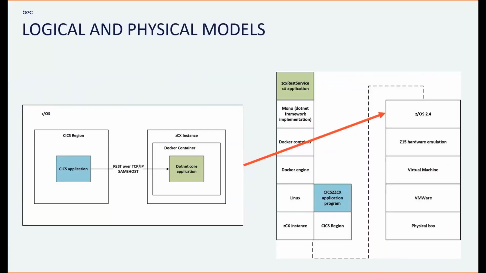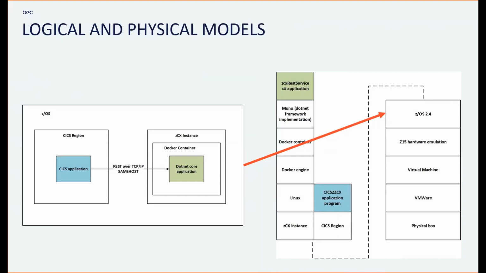So if we take the logical model from before with a CICS region and the zCX instance and translate it to a physical model, as I said, we are not running on real hardware, we are running on ZD&T. So what we have here is a bit of an overwhelming picture with 11 layers in the configuration. And if you start from the right, you have a physical box, VMware on top of that, a virtual machine, and then you have the ZD&T package with hardware emulation, and then the 5th layer is a z/OS system.